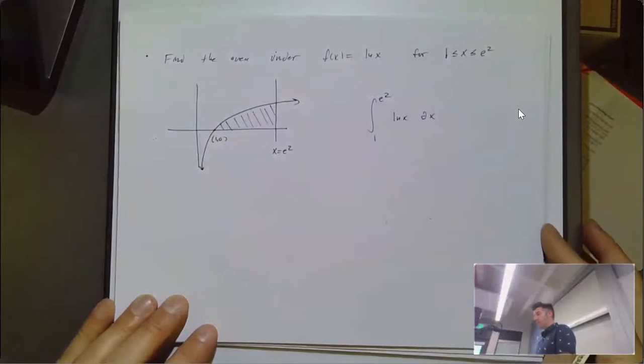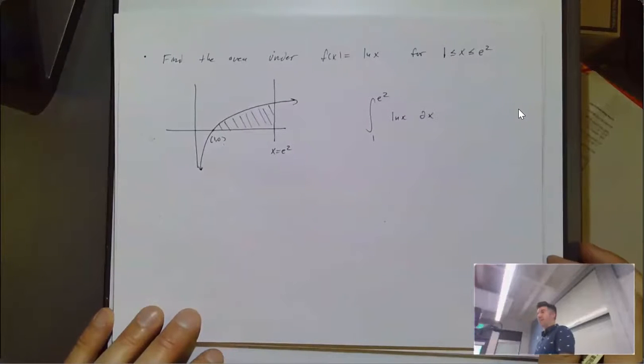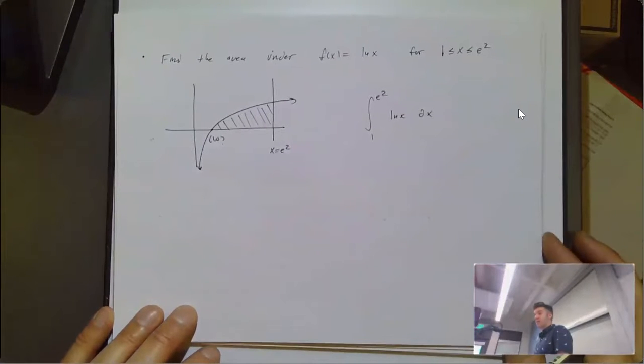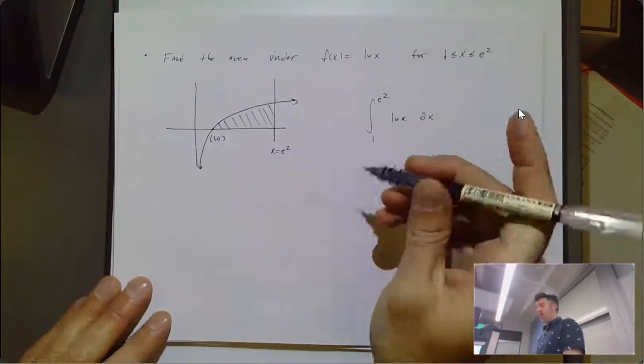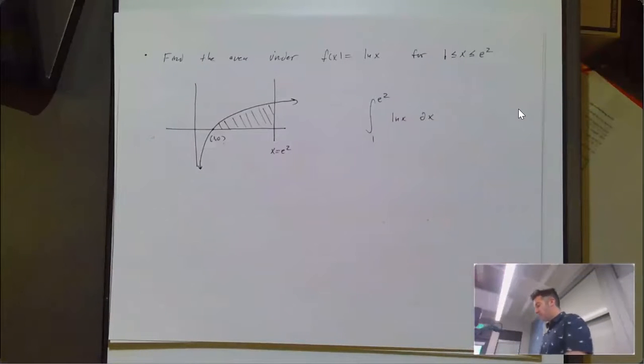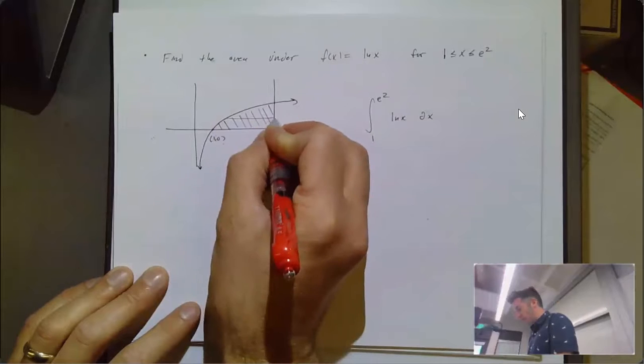But the problem here is that we don't currently have the ability to find the antiderivative of the natural log of x. The derivative of the natural log of x is 1 over x, but the antiderivative of the natural log of x is something we need integration by parts to be able to do. So if someone asked you to calculate this area, you'd have to switch it up and say, well, instead of using a vertical strip, which this would be, I'm going to use a horizontal strip instead.